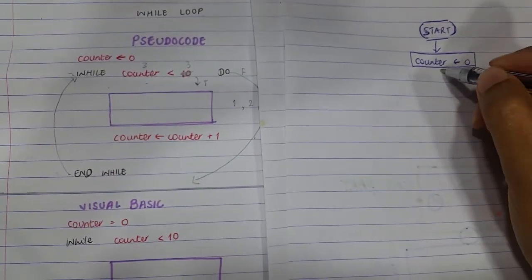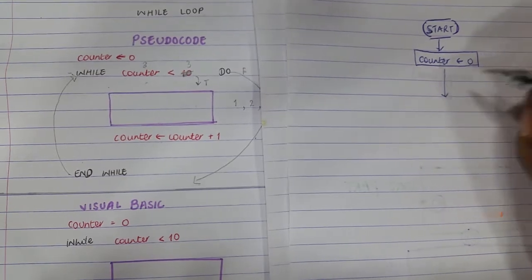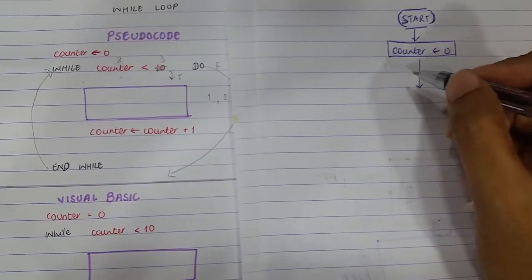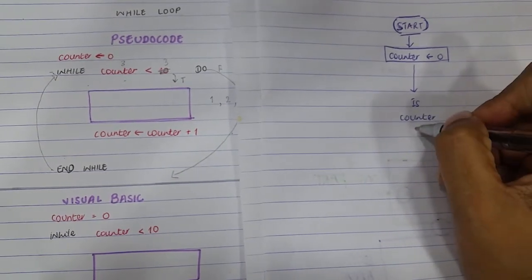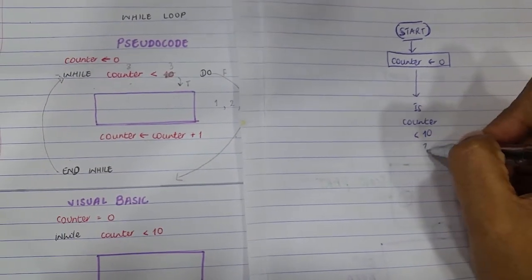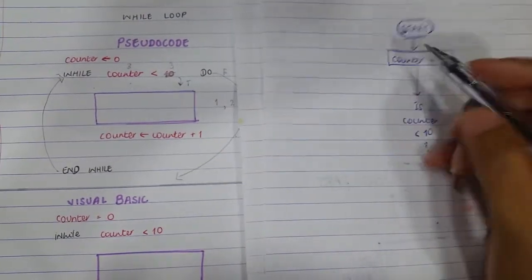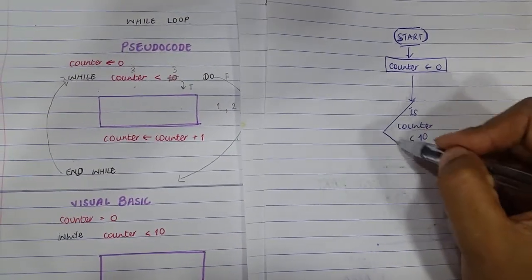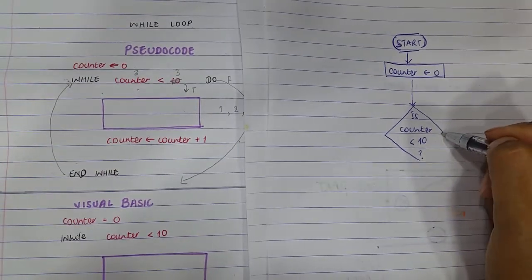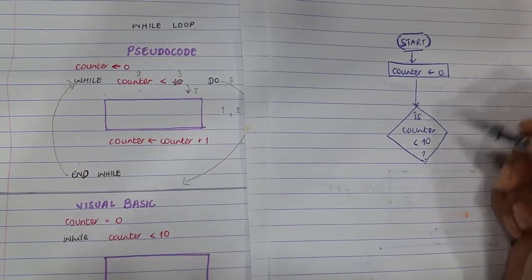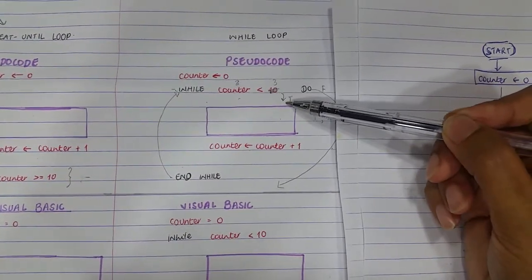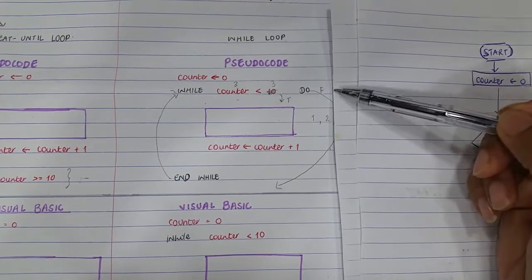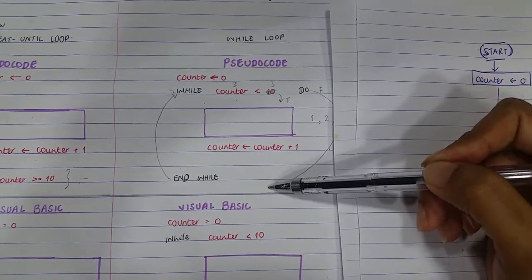Right. So here, I am going to draw my arrow and I will use the question: is counter less than 10 or less than 3, depending on the program you have created. Okay. Now, as explained, if the answer is true, it will go to this path. Sinon, il va après end while.